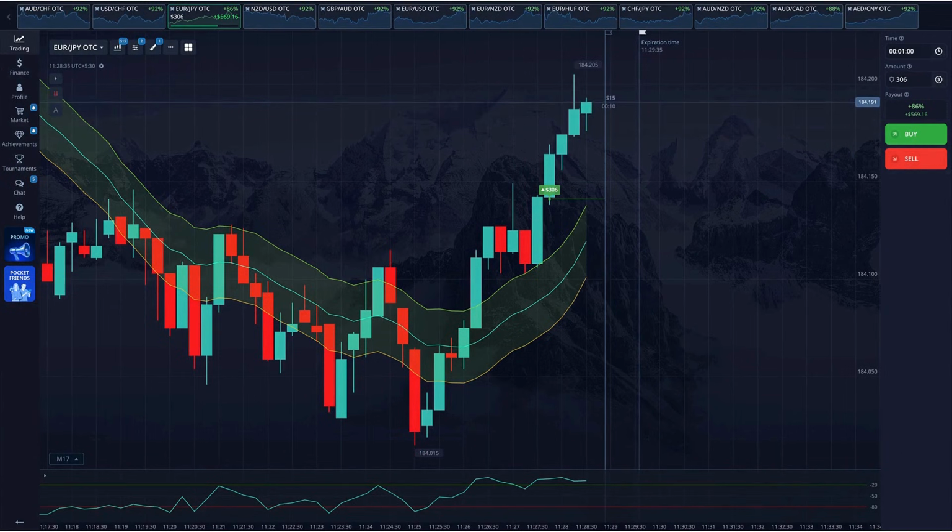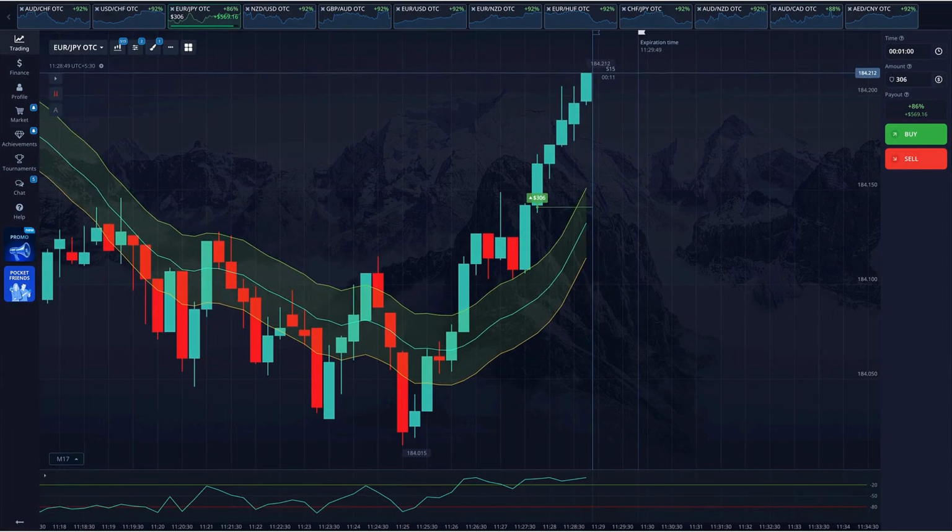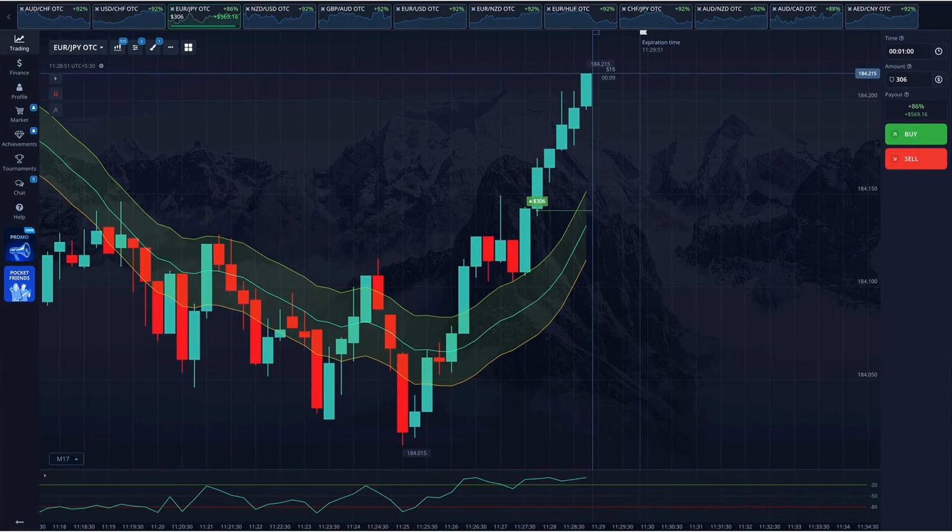Now, look at the follow-through. The price is literally climbing outside the bands. This is why we use 15-second candles. It allows us to see the micro shifts in power. As long as that Williams %R stays in the upper extreme, the buyers are in total control. We are deep in the green now, and the momentum is showing no signs of slowing down. And there it is, a perfect 1-minute execution.